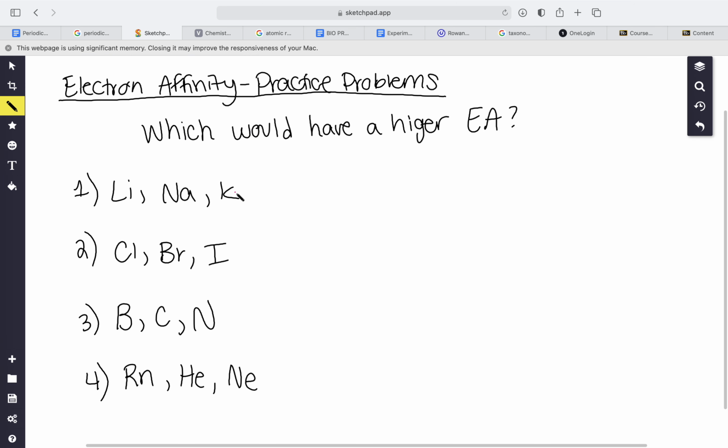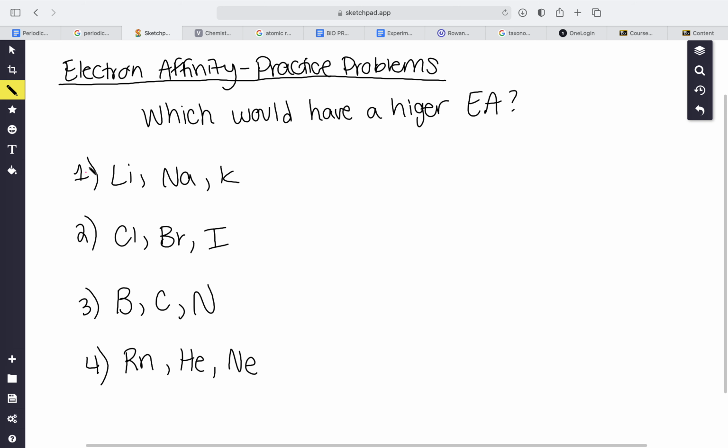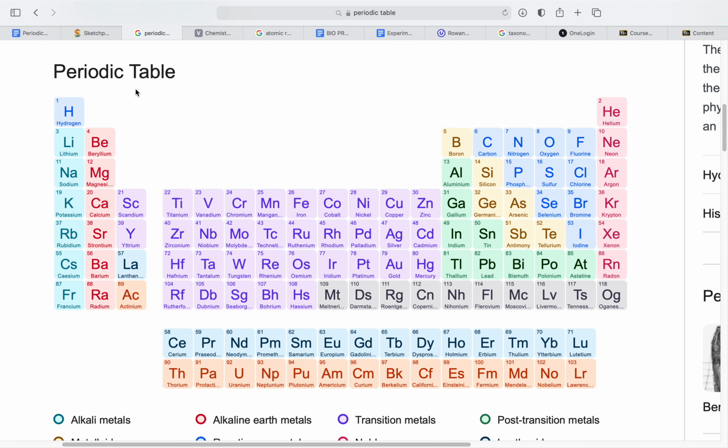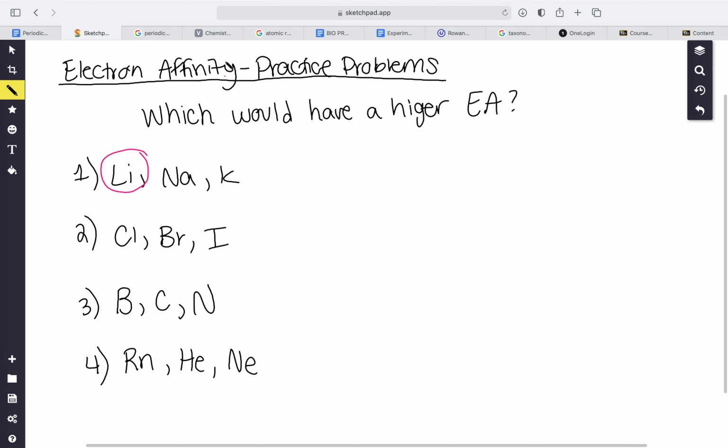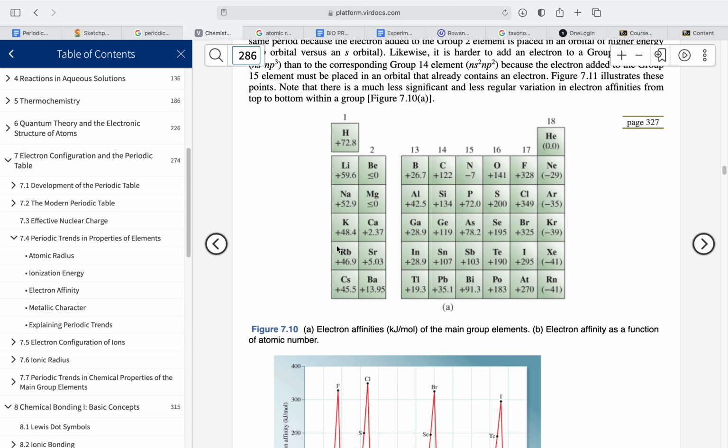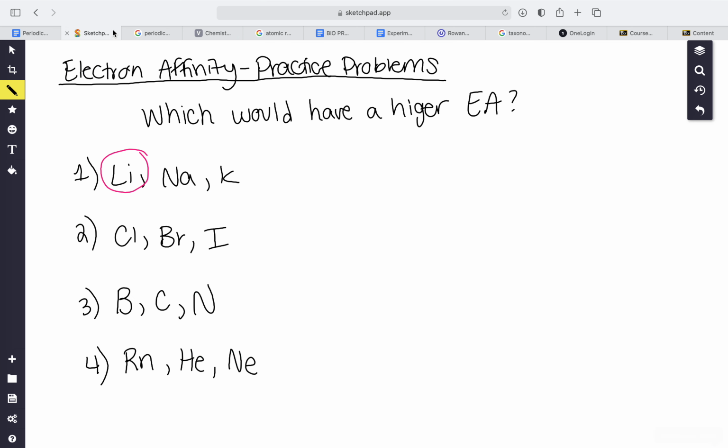Alrighty, the last thing is some electron affinity practice problems. Same thing, which one would have the higher electron affinity? If you want to pause the video and try it out yourself, go for it. If not, I'm going to go through all of these now. So we have lithium, sodium, and potassium. Okay, well this one's kind of simple. Lithium is the smallest, so I'm going to circle lithium. I'm going to check my answer with these ones because these ones are a bit wonky. Okay, so we seem good there. Lithium is the highest.